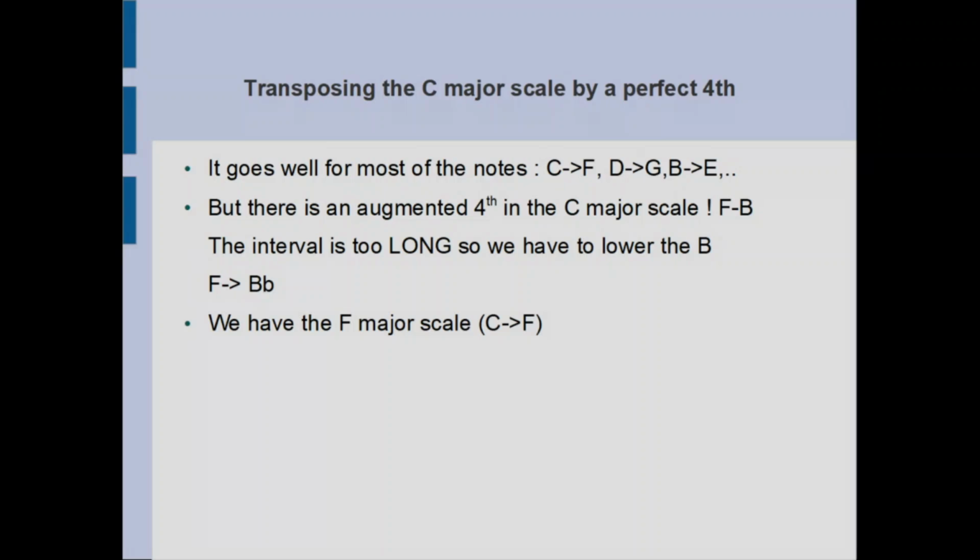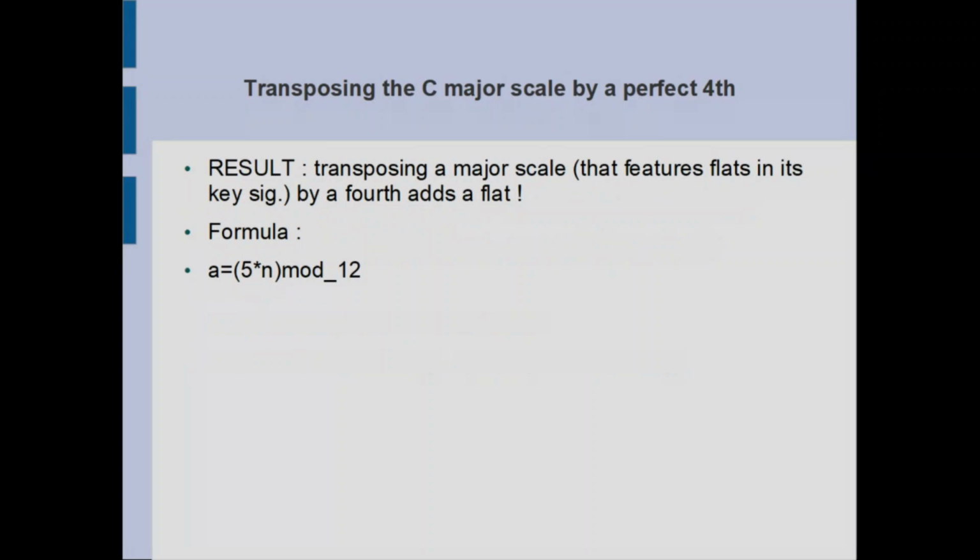We have this F major scale. If we do the same thing, it's an analogous reasoning to the sharp case, so it works the same way. The non-perfect fourth will give birth to all the alterations, and then B flat becomes E flat, etc. You got it. Result: transposing a major scale that features flats in its key signature by a fourth adds a flat. It's reciprocal, and you get it.